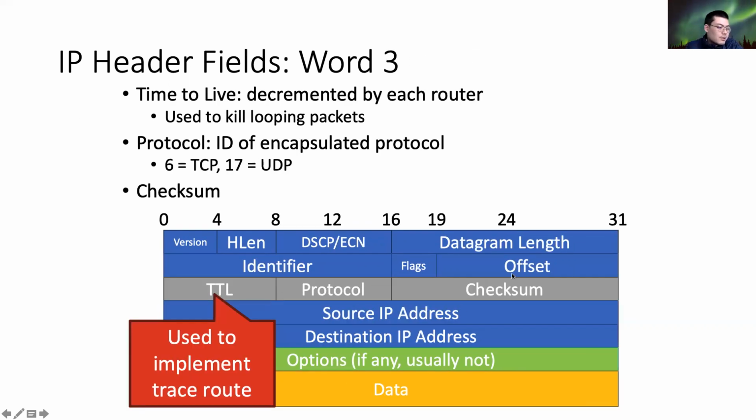Some routers do the checksum. IPv4 still does this. In IPv6 this field is not there because the backbone is so reliable, so we don't really need it.